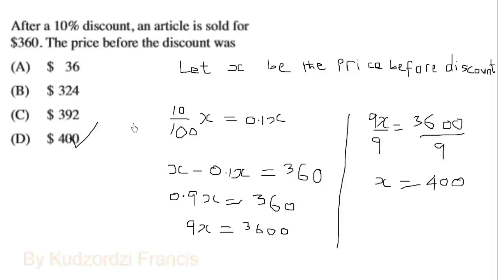Another way you can do it is to simply subtract 10% from 100%. So 100% minus 10% will be equal to 90%. So 90% of X is equal to 360. Then you solve for X and you get the same answer as 400.